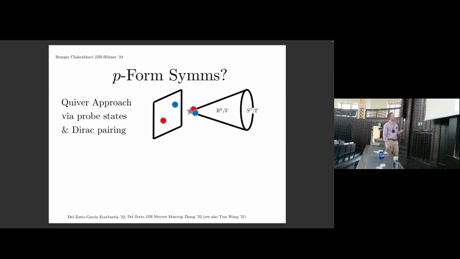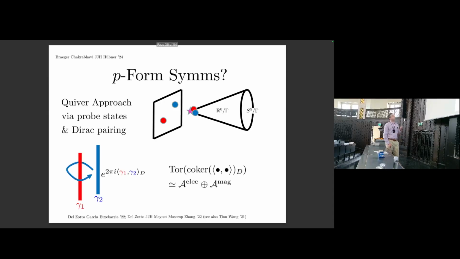Well, here we want to just look at what probe state C. Now, as was observed, I don't know if you can see it, but there was a nice paper here which observed that if you know something about the Dirac pairing, then the torsion of the co-kernel of that Dirac pairing directly extracts for you the electric and magnetic one-form symmetries for the system. And so I've tried to indicate this here by just drawing two heavy world lines and asking what happens if we do monodromy of one around the other one.